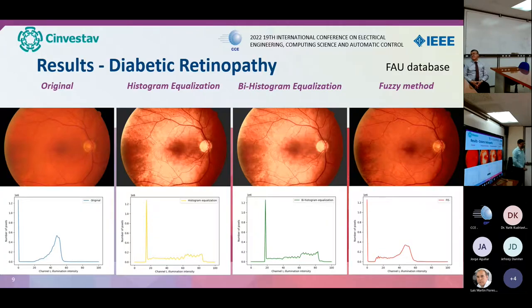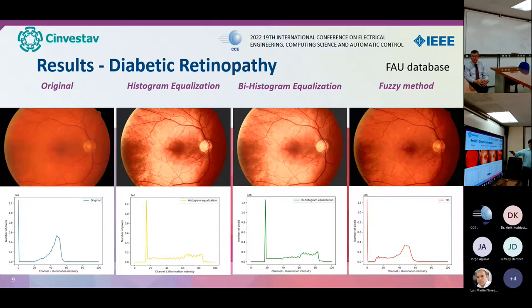Well, as a result, we applied the method to 45 images taken from the database. This database contains 15 diabetic retinopathy images, 15 with glaucoma, and 15 healthy. In order to evaluate our method, we compared it with two basic algorithms for image processing, for contrast enhancement. These two algorithms are histogram equalization and the adaptive histogram equalization.